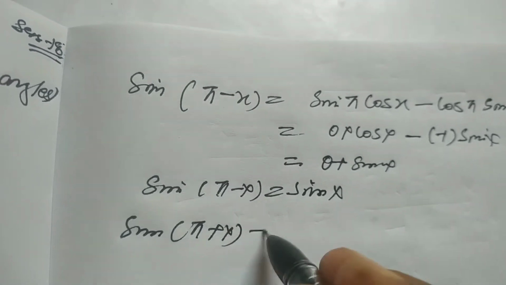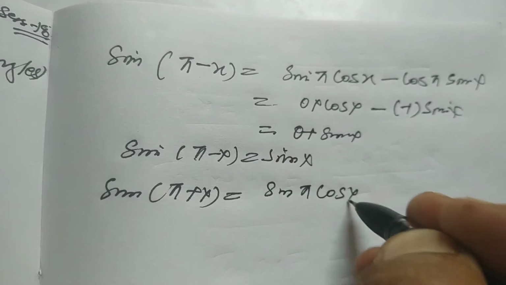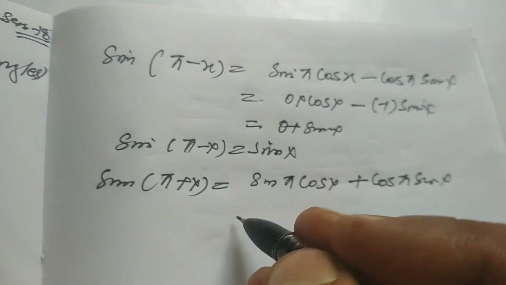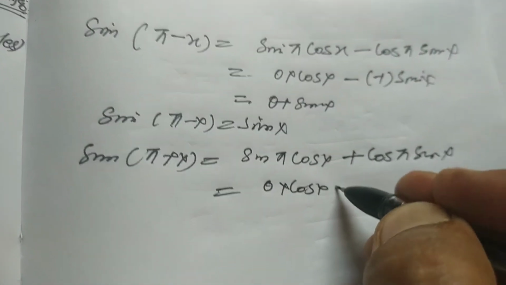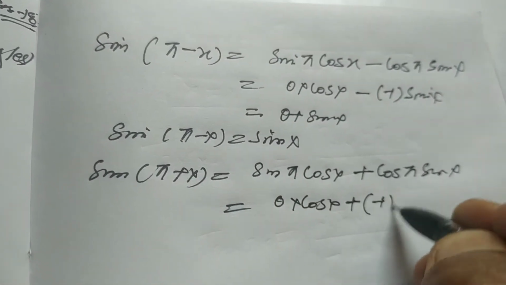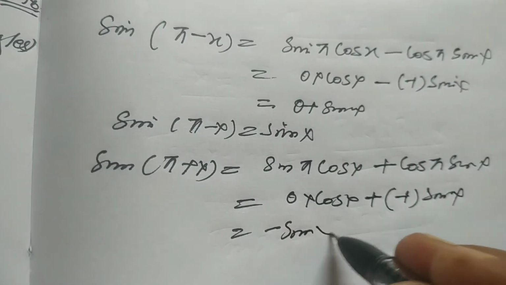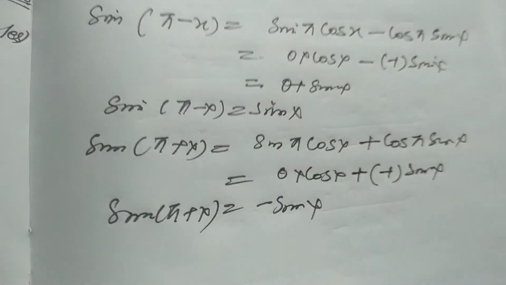And sin(pi + x) is equal to, again, sin pi cos x plus cos pi sin x. Now see this one: sin pi is 0 into cos x plus cos pi is minus 1 into sin x. This is equal to minus sin x. So that means sin(pi + x) is equal to minus sin x.